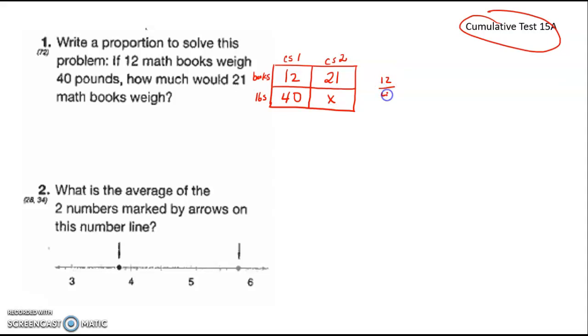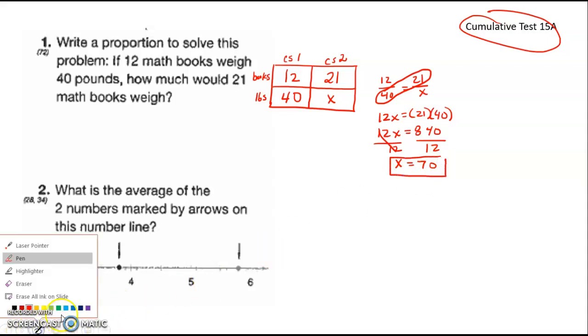So ratio box, proportion, cross multiply. 21 times 40. So 21 times 40 is what? 21 times 40 is 840. Then I divide. Goes away. X equals, and I get 70 as my answer.